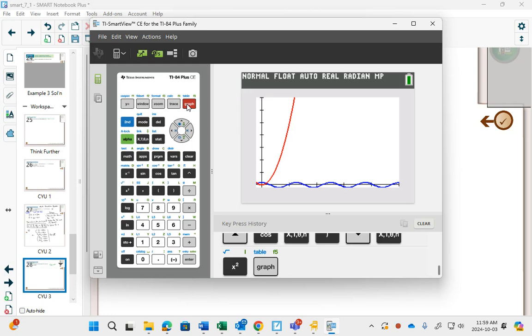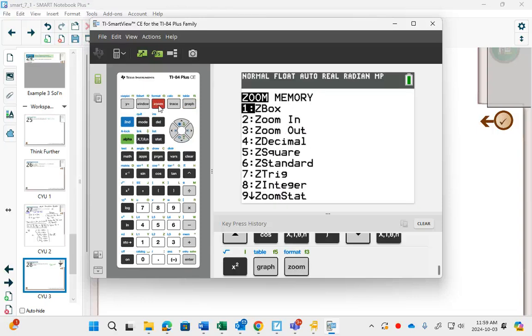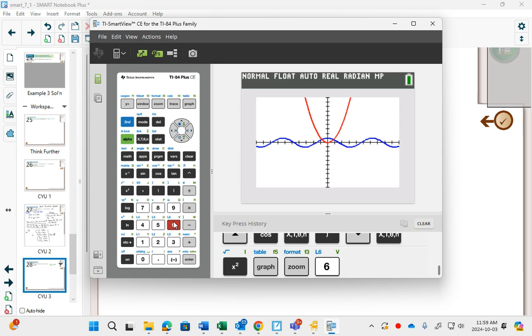So to get your window back to normal on a graphing calculator, on Desmos, you just take the screen and drag it to how you like it. It's very intuitive. On a graphing calculator, you can either change your window, or sometimes we like to go zoom. And there's a bunch of different things that it can zoom to. 6 is the standard window, which goes from -10 to 10. This will work really nice for us, okay? Because we need to find out where these graphs intersect.